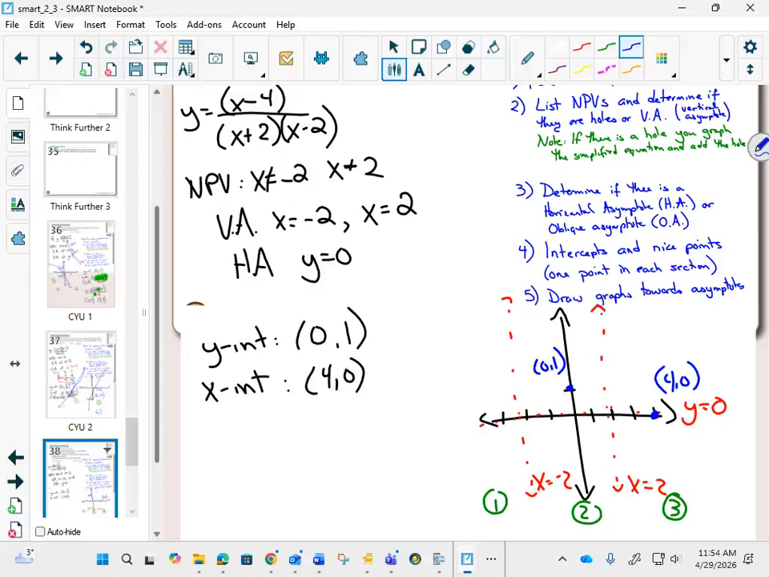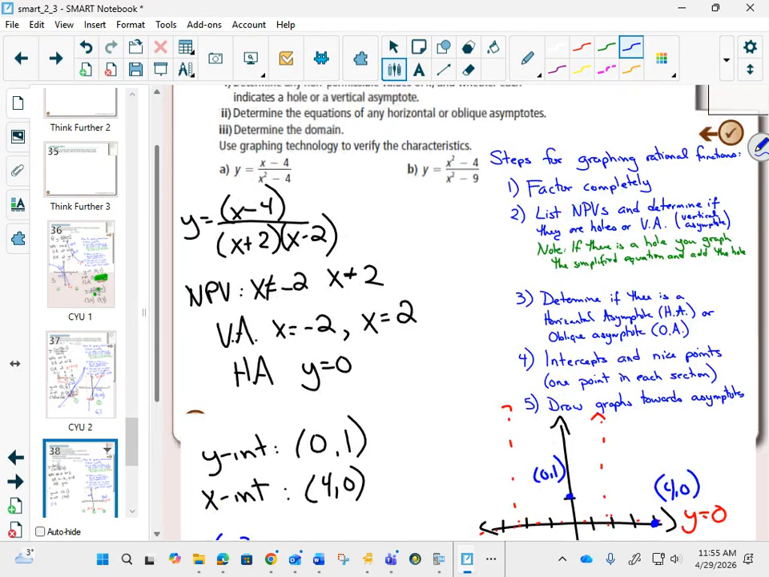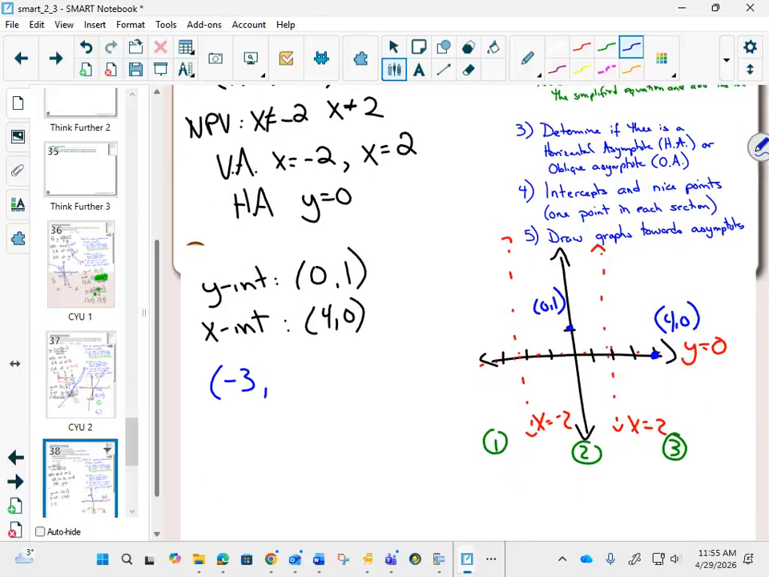So when we go to graph, do we need more nice points? Yes. Do we have anything in section 1? We have nothing in section 1. So what I would do is plug in -3 into my equation, either the original or the factored one, it doesn't matter. If you plug in -3, the top will be -7 and the bottom will be 5. So -7 over 5. Label that point: (-3, -7/5).